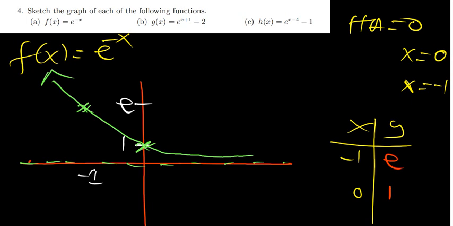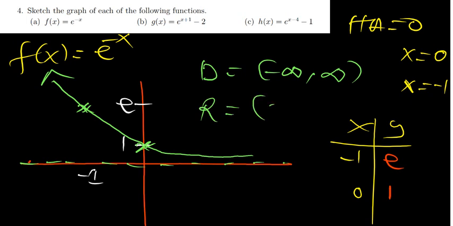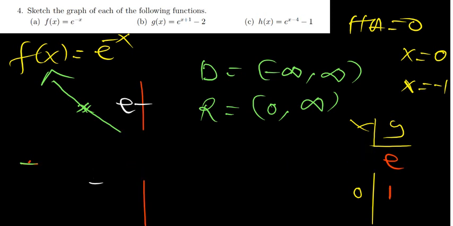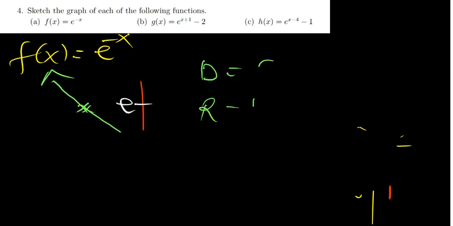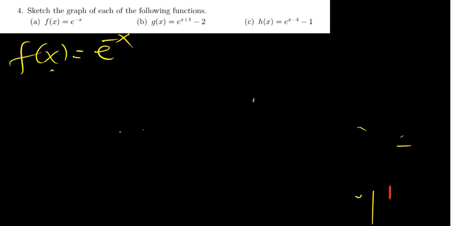So that is it. Now from here we can also see that the domain is from negative infinity all the way to positive infinity. The range is from 0 all the way to positive infinity. As simple as that. So now we are done with part A. Let's go to part B.